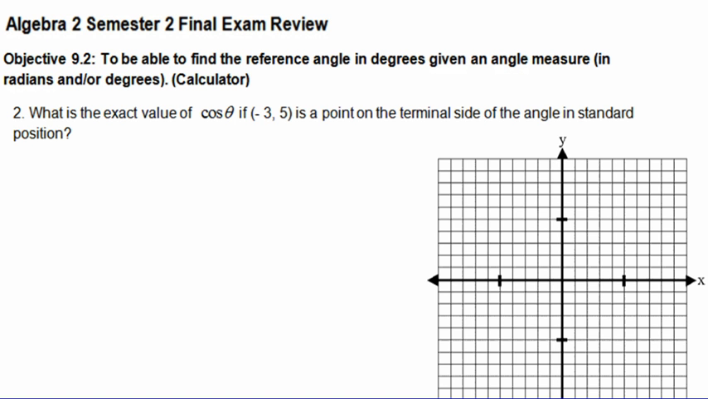Objective 9.2, to be able to find the reference angle in degrees given an angle measure in radians or degrees with our calculator, also using it on a graphical plane. What is the exact value of the cosine of theta if negative 3, 5 is a point on the terminal side of the angle in standard position?